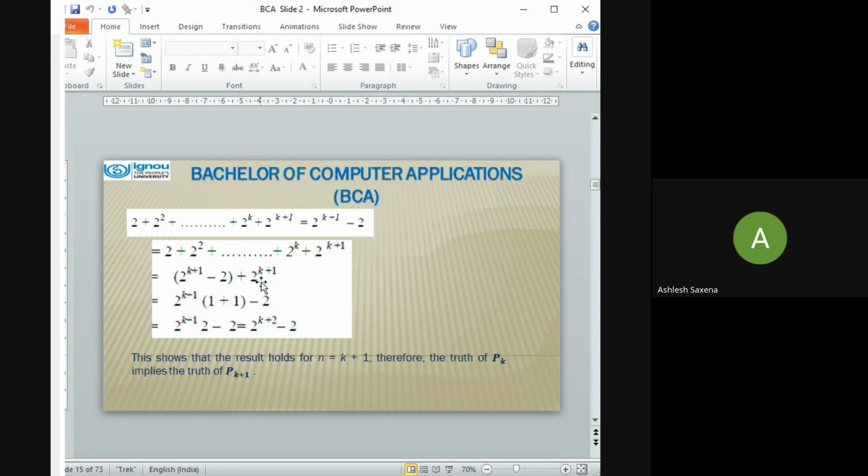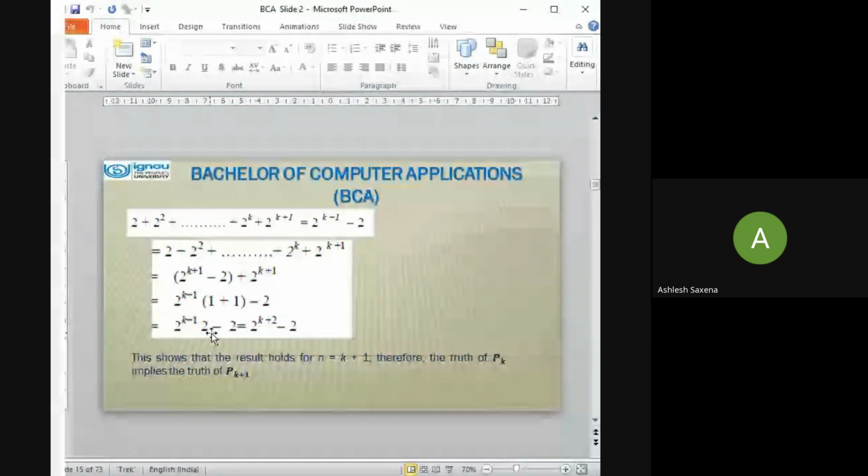So first of all, how will this be done? See how this has been done. Take this minus 2 out over here. Now this and this will become 2 times of k plus 1. What I'm saying is, if base is same, power is added. So 2 raised to the power k plus 1 into 2 will be equal to 2 raised to the power k plus 2. And minus 2 will remain as it is, minus 2.